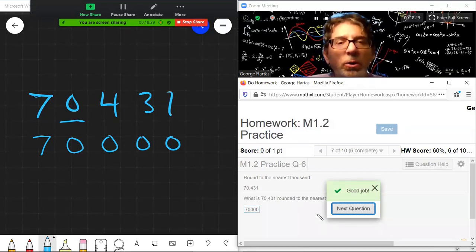$70,431 is closer to 70,000 than 71,000.